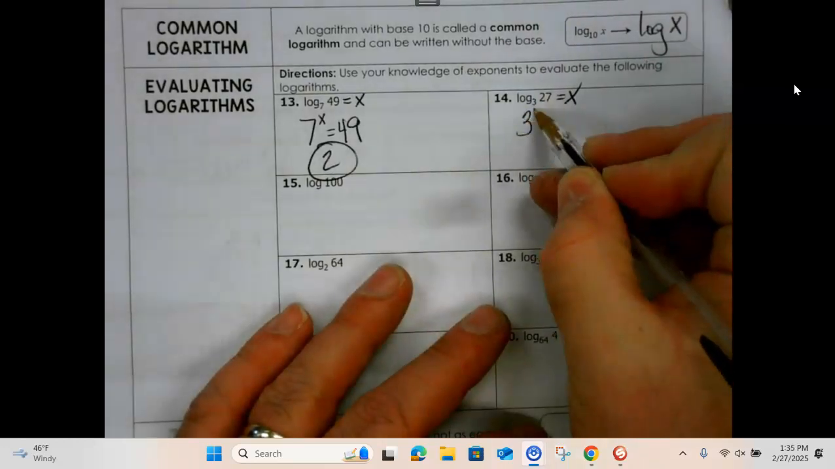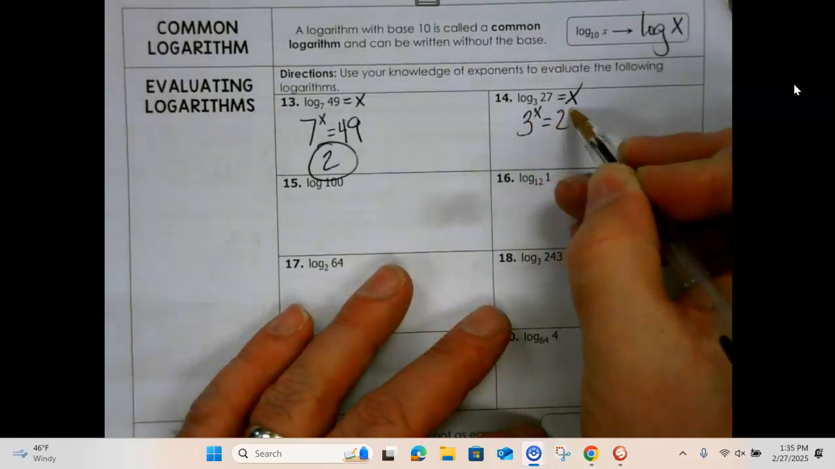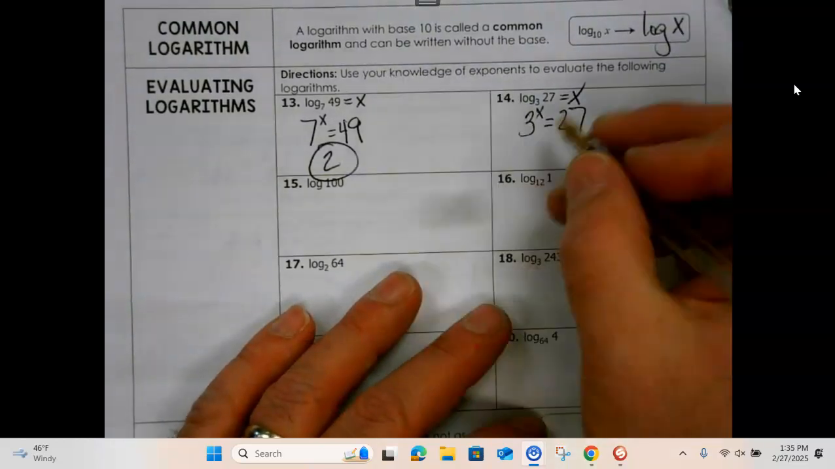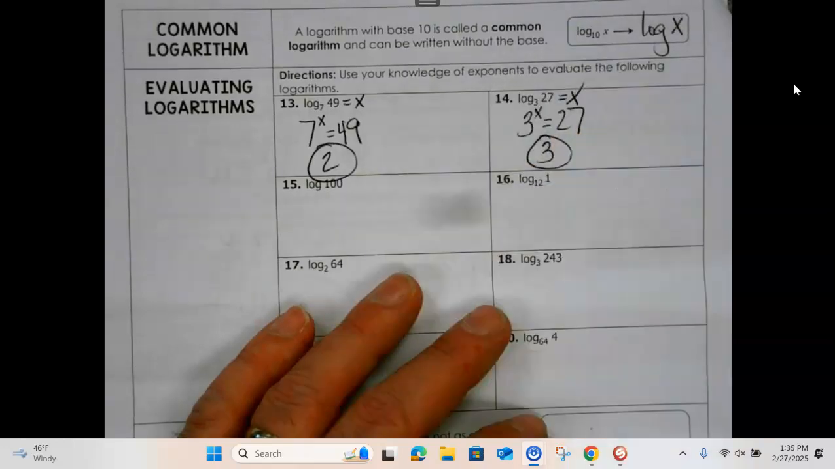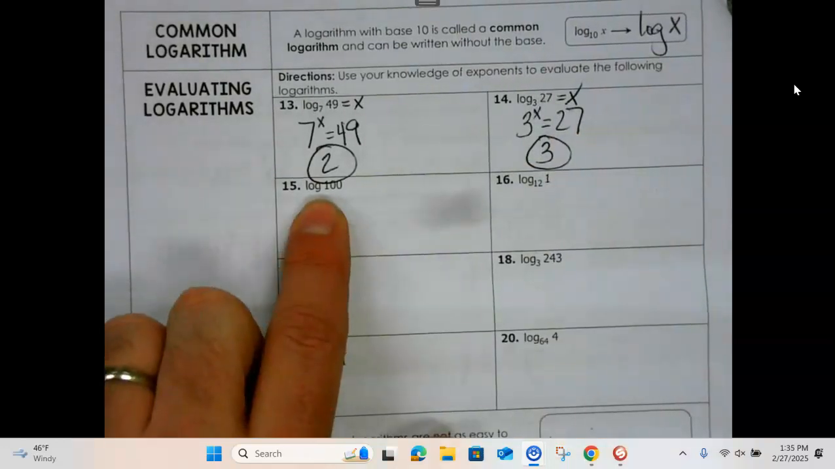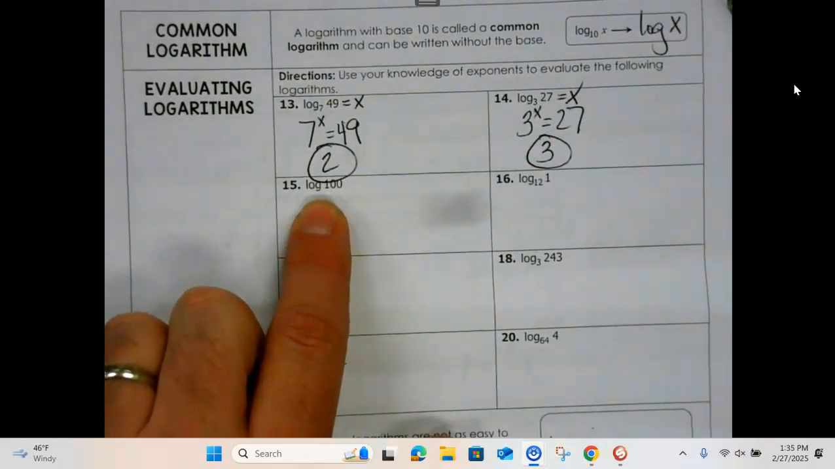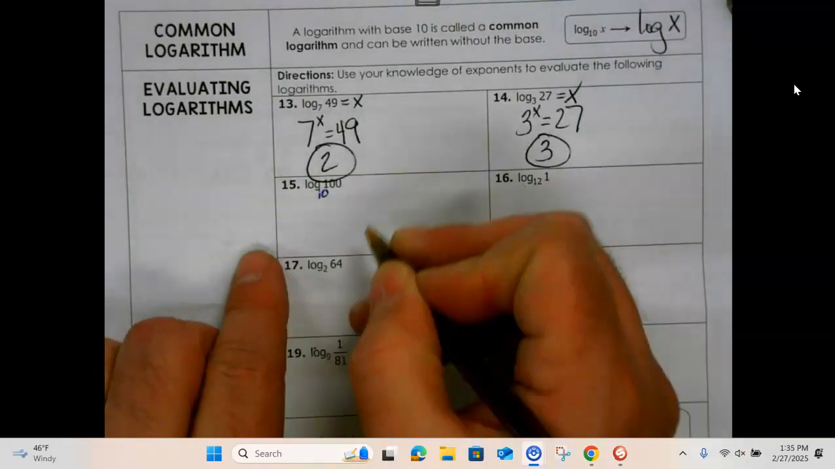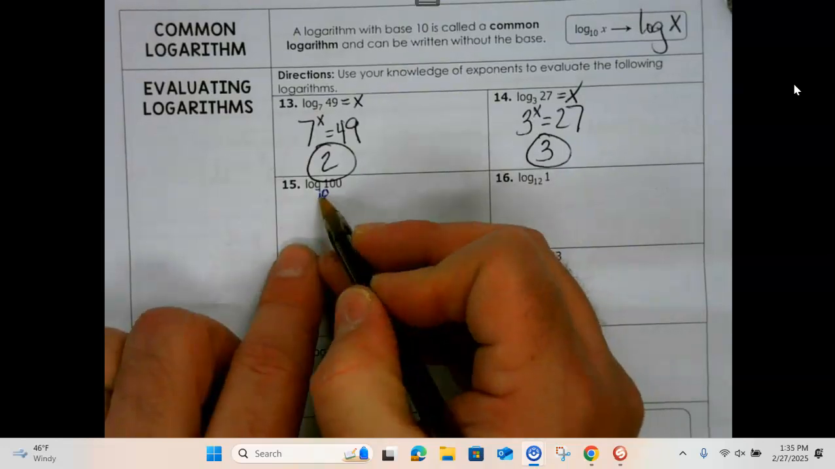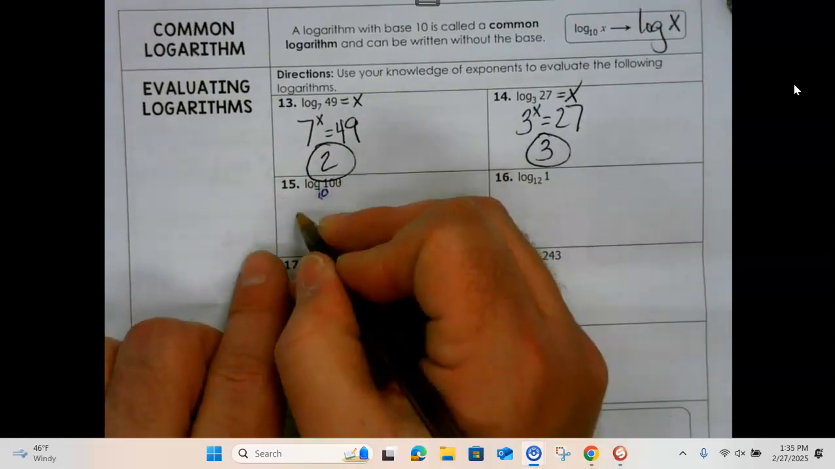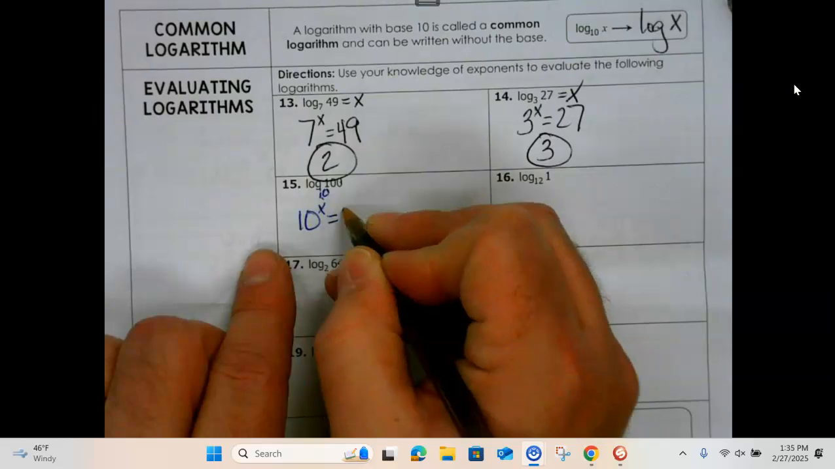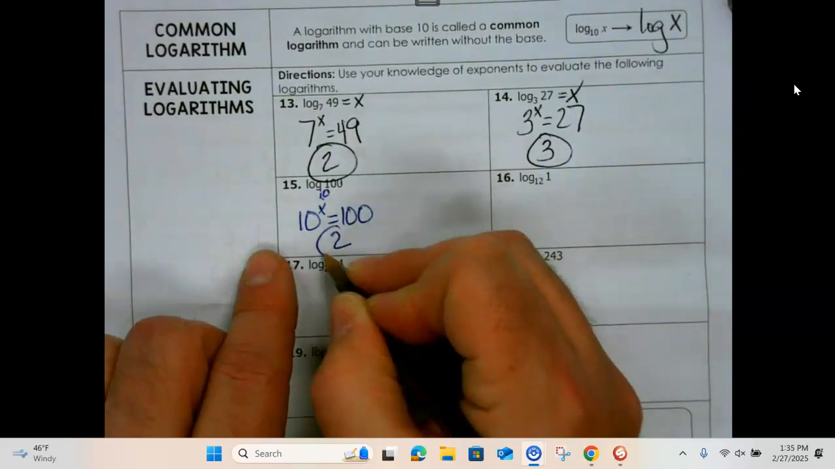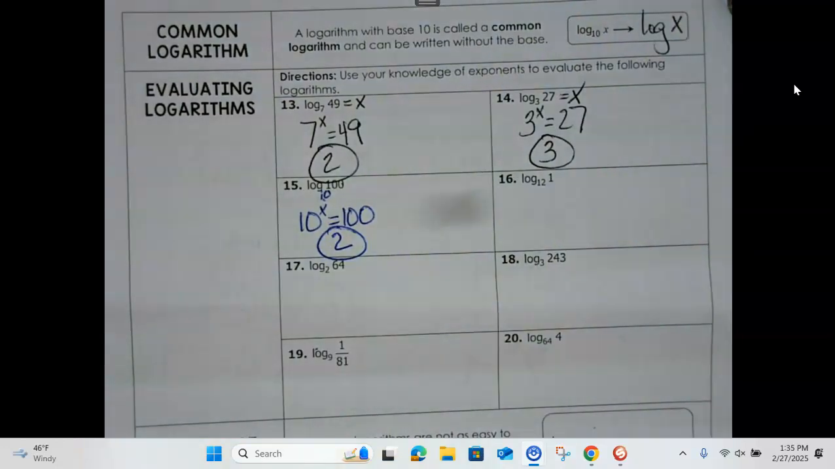So 3 to what power equals 27? 3. 3 to the third. Now here, I'm not going to put the equals x, but we're doing the same thing. Remember, if there's no number here, that's a 10. So 10 to what power is 100? 10 squared. 10 to the second.